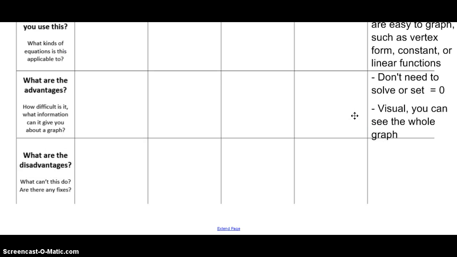What are the advantages of graphing to solve? Well, you don't need to set the equation equals 0. You don't need to solve for anything, right? You can just graph both sides of the equal sign and see if they intersect. No need to do any algebraic manipulation. Also, it's very visual. You can see the whole graph. It's good for word problems. Let me show you what I mean.